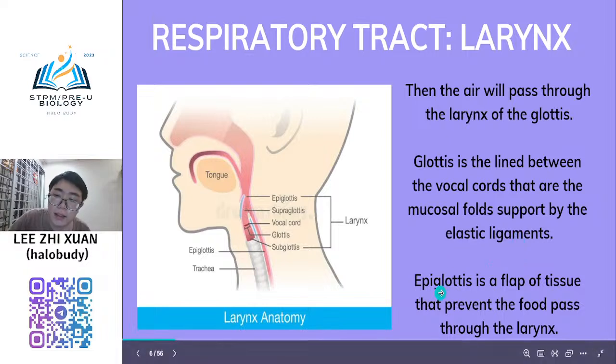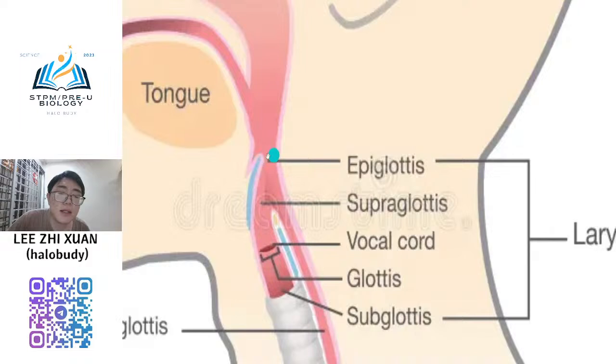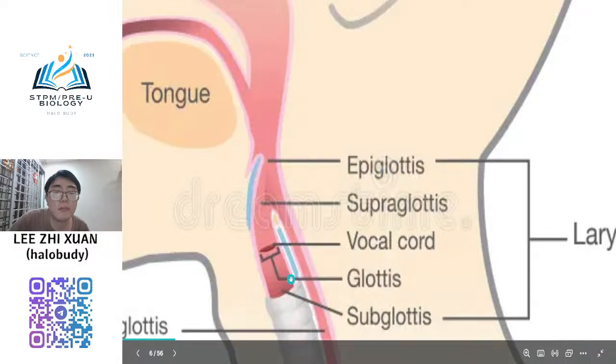And then the epiglottis is the flap of tissue that prevents the food from passing through the larynx. So the epiglottis is here, this is the terminal here. It plays a function to prevent the food from entering the larynx. If this epiglottis cannot function, it means the food will enter our trachea and enter our lung. So okay.